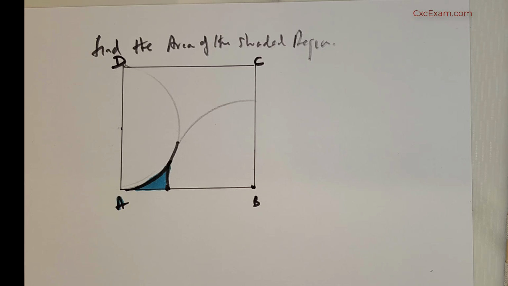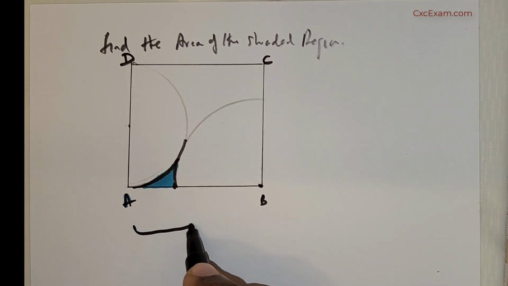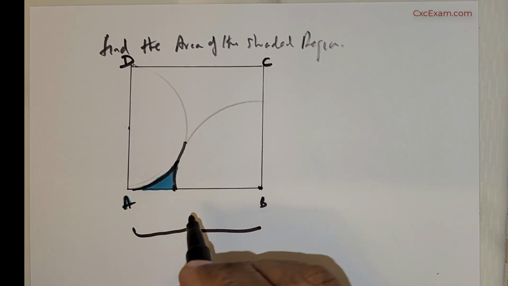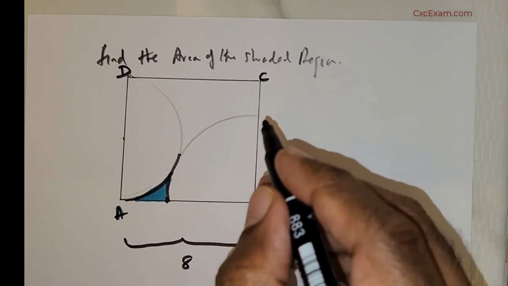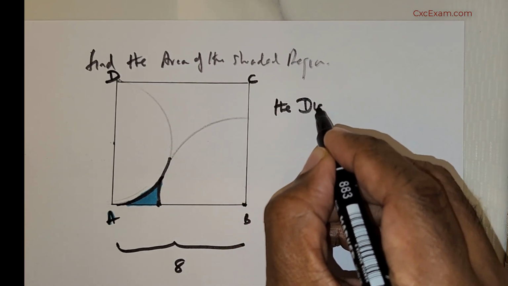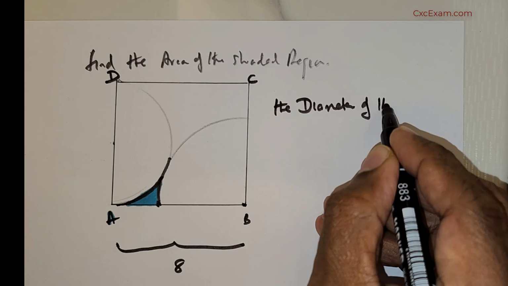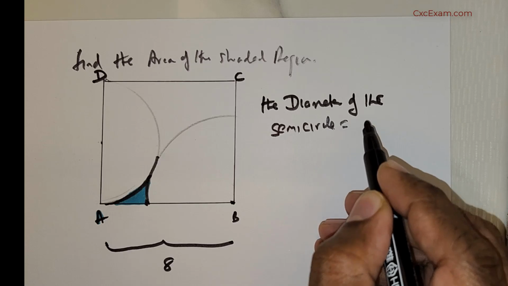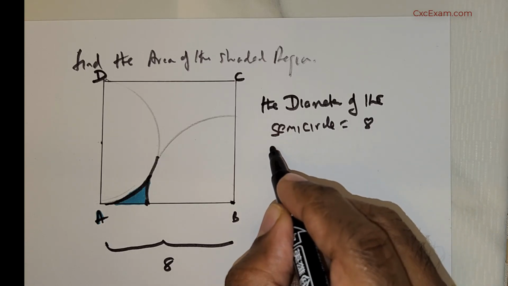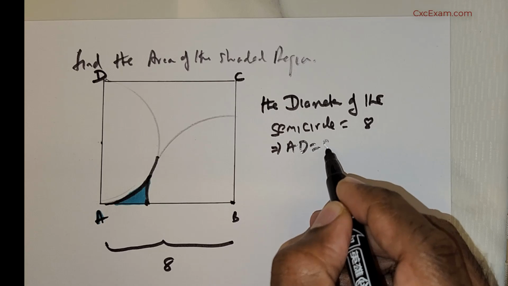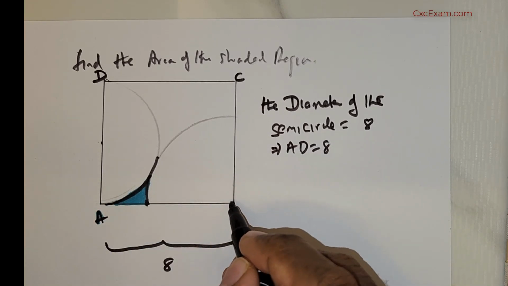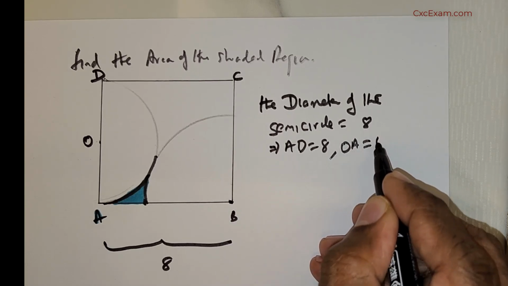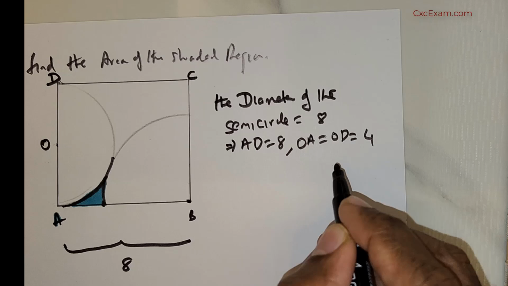Now foremost, this distance is given as 8 units. So since this is a square, the diameter of the semicircle will be equal to 8. So this means AD will be equal to 8, and if I take this point as some O, OA is equal to OD is equal to 4 units. Okay.